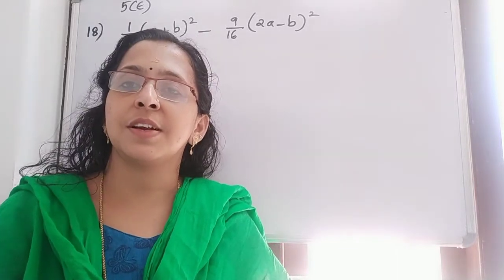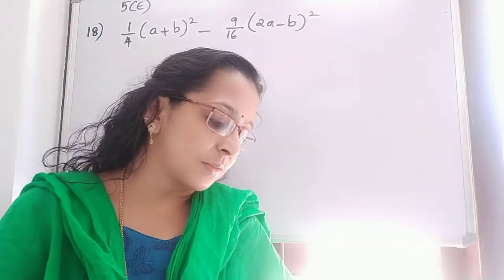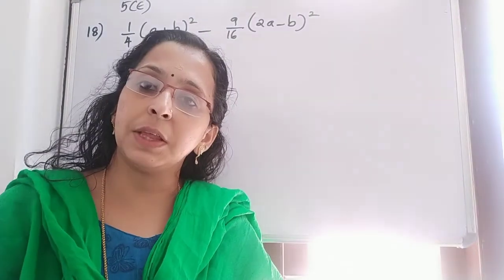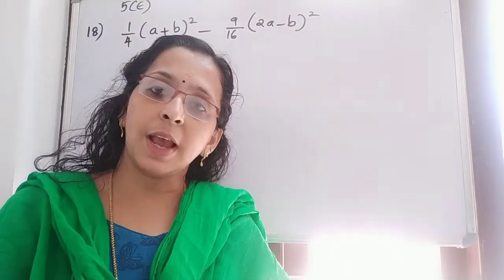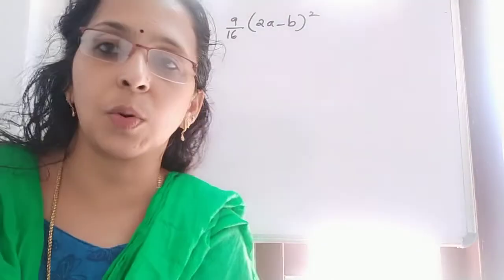Hi everyone, we can continue exercise 5e. Now we can do question number 18 onwards. So question number 18, 1 by 4 into a plus b the whole square minus 9 by 16 into 2a minus b the whole square.